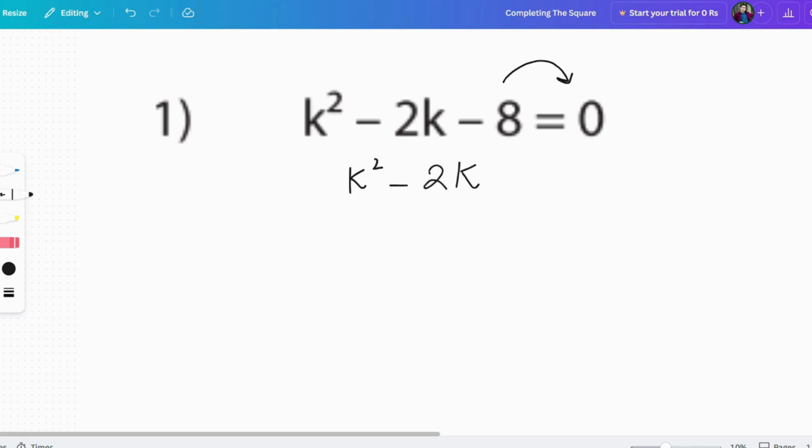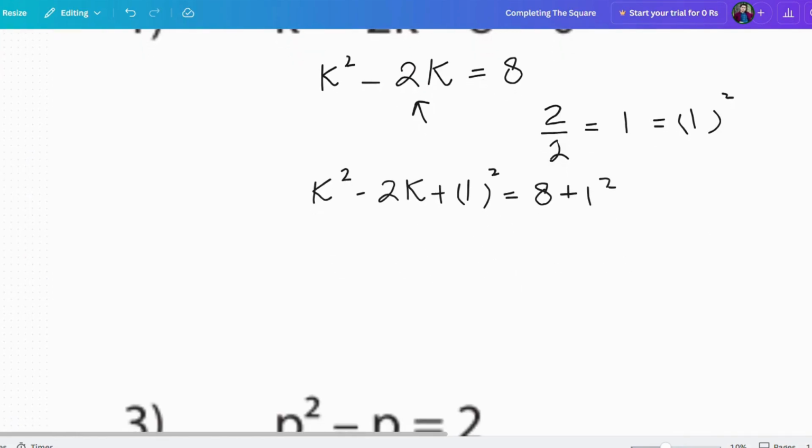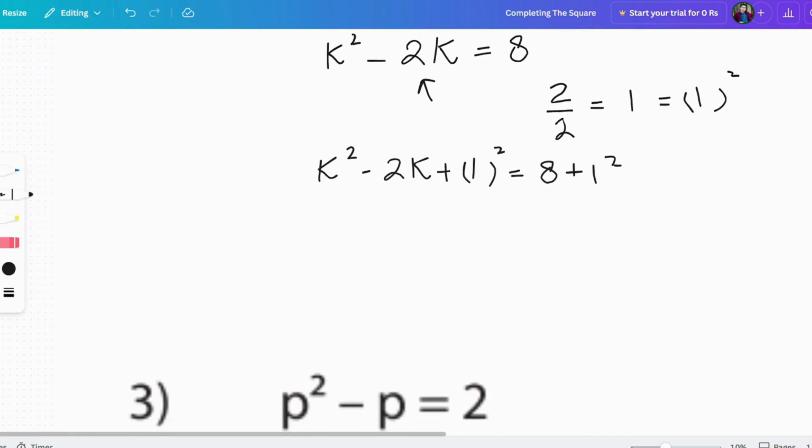So minus 2k is equivalent to positive 8, and after that we will take whatever is the coefficient of this k, okay? I will take it and divide it by 2. I will be left with 1 and then I will square it, okay? After squaring that, I will add it on both sides of the equation. Plus 1 square is equivalent to 8 plus 1 square, okay? This will be the same process we will be following for all of the questions, okay?